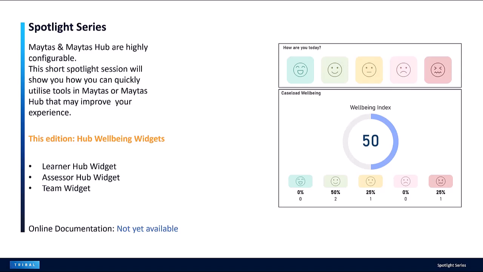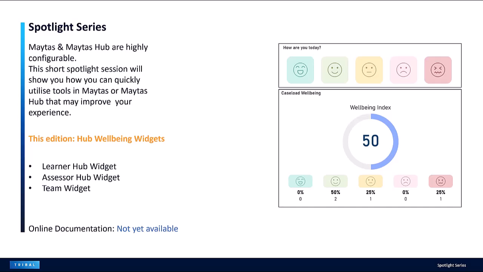In this edition we'll be looking at the Hub Wellbeing widgets. These are due for release in the next service pack. They include the Learner Hub widget, the Assessor Hub widget and the Team widget, and you can see some examples on the right hand side of the screen there. We'll be looking at these in more detail shortly.